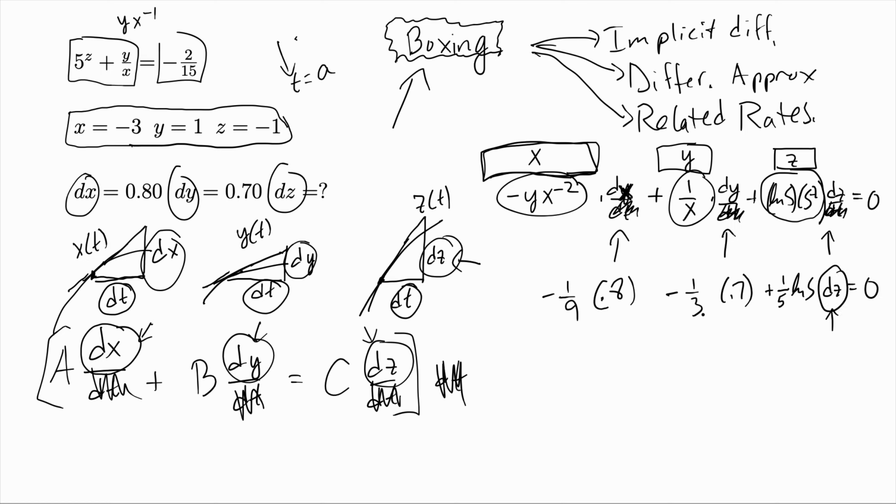So, approximation, right? And we could have thought of this as dx dt, dy dt, and dz dt. We have a related rates question. And so we could solve for dz dt then. So notice how it's pretty much the same type of idea. And what saved the day? Boxing. Boxing was very nice.